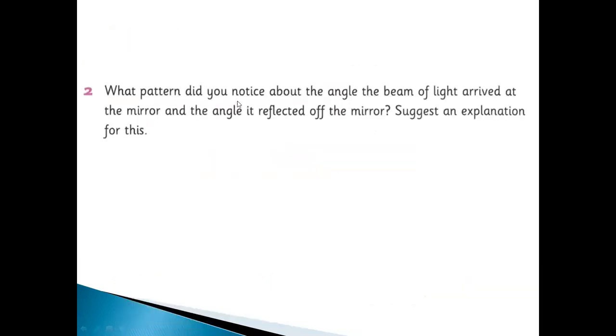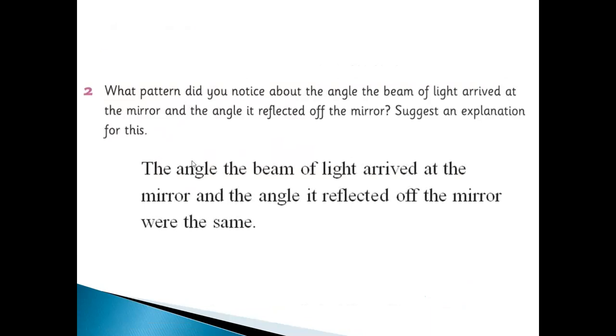Question number two: what pattern did you notice about the angle the beam of light arrived at the mirror and the angle it reflected off the mirror? Simple, you can say it's the same angle. We are not measuring the length of the beam, this is not math, but you should know this is the same angle for both sides. The angle of the beam of light arriving at the mirror and the angle it reflects off the mirror are both the same, meaning when it arrives at the mirror and then reflects back, it is at the same angle.